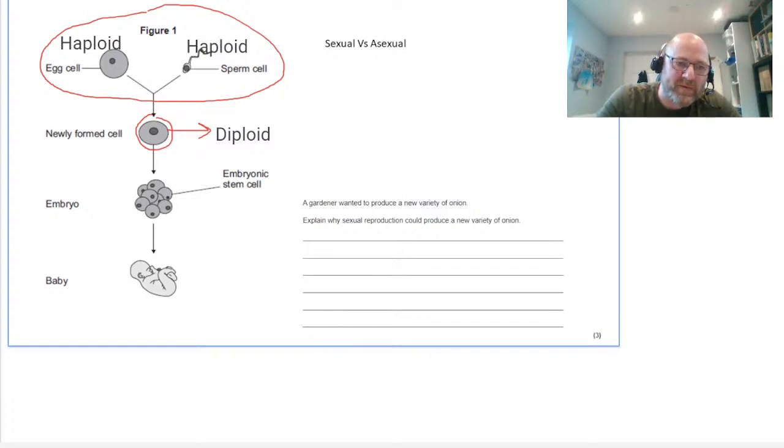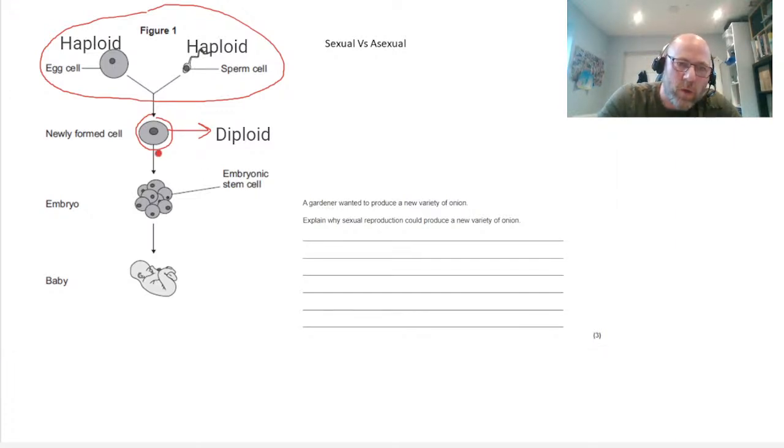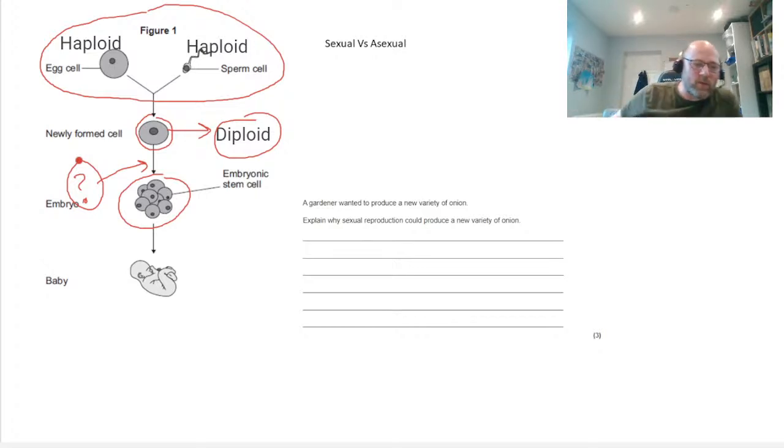So what type of cell division will have gone from here to here? Now think about this carefully. If these are diploid and then they're going to turn into the embryo, what's the type of cell division there? Would that be mitosis or meiosis? It's mitosis, Gabriella. Well done.